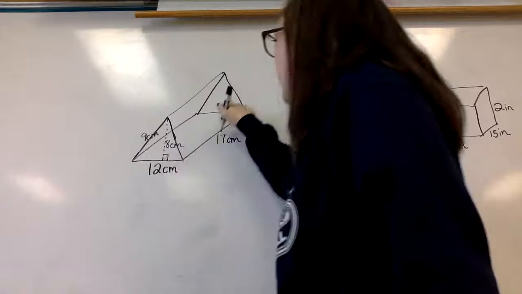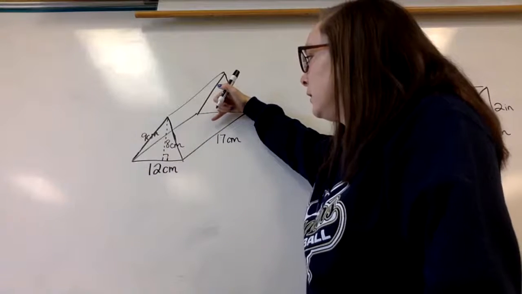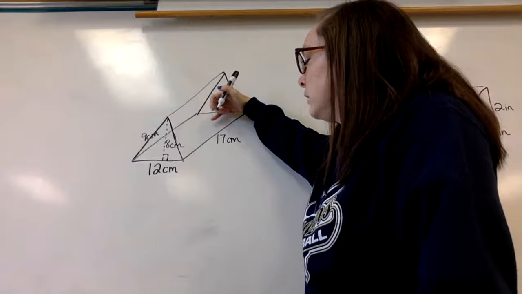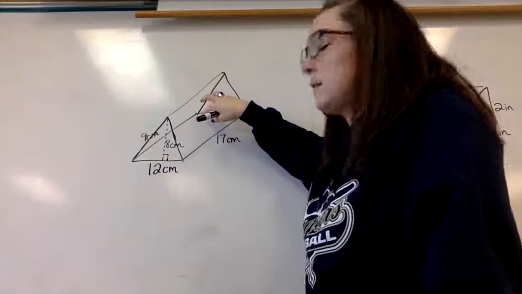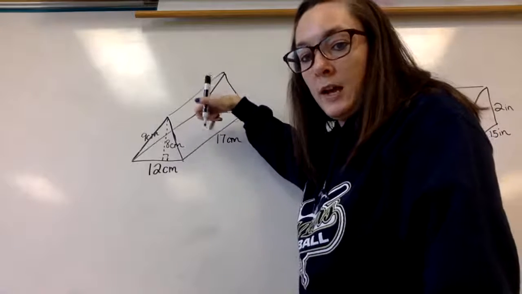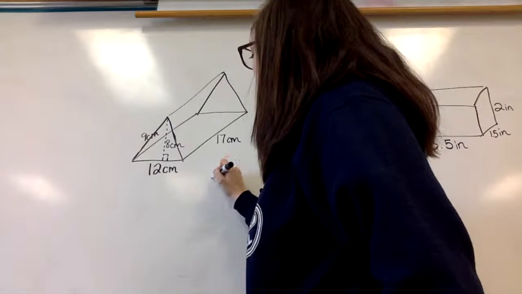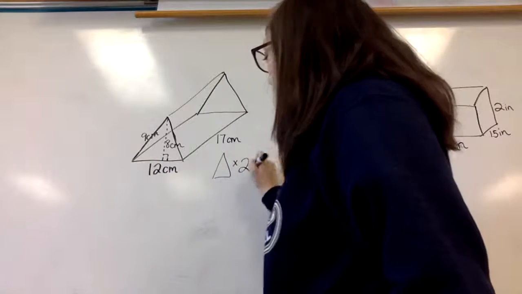So these two triangles, there's two of them. For a triangular prism, you got these side rectangles. So obviously there's three sides to that. So let's do this one and then we'll do another example. So I know that my triangles, there are two of them.